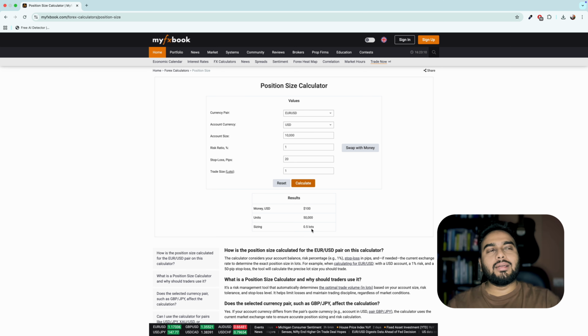You're not picking random lot sizes. You're matching risk to your account. And remember, pip values are not identical across every pair. That's why calculators like this are so useful. They adjust for you automatically no matter what you're trading.